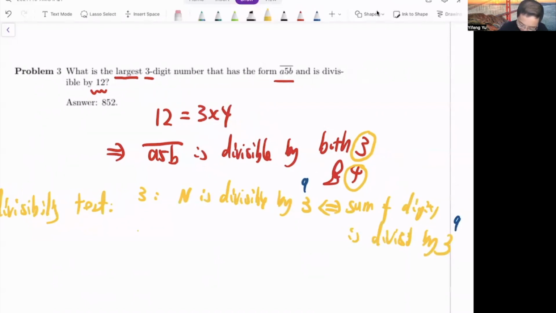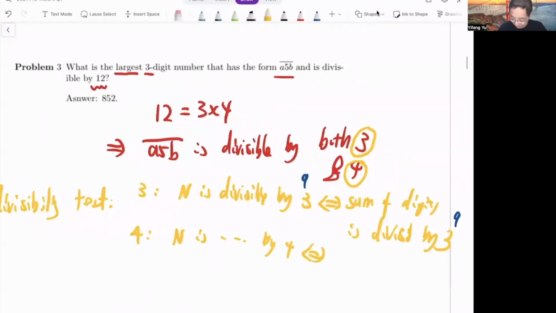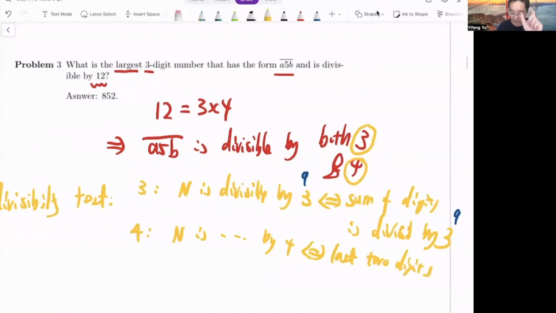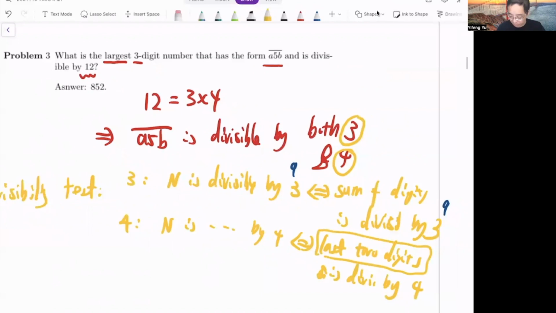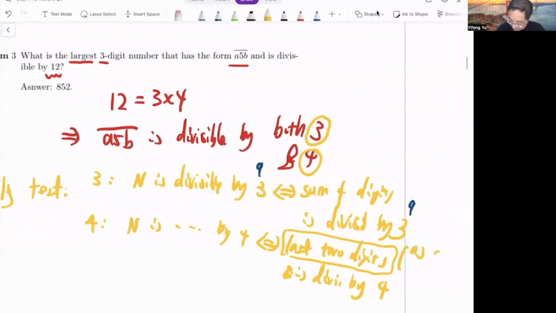Now let's look at 4. What's the divisibility test for 4? N is divisible by 4 if and only if the last 2 digits, if we use them to form a 2-digit number, is divisible by 4. So, more precisely, the last 2 digits as a 2-digit number is divisible by 4.